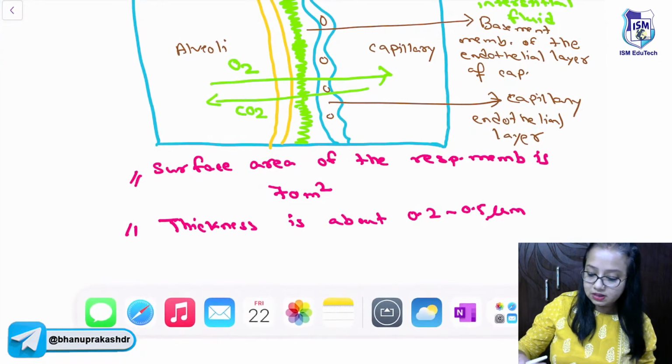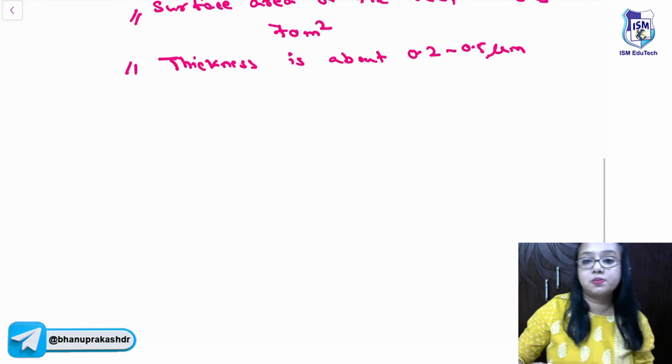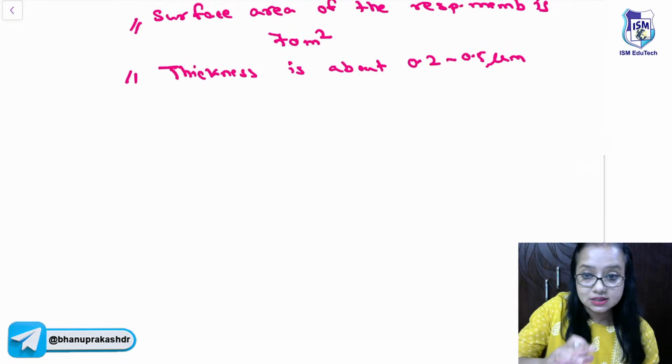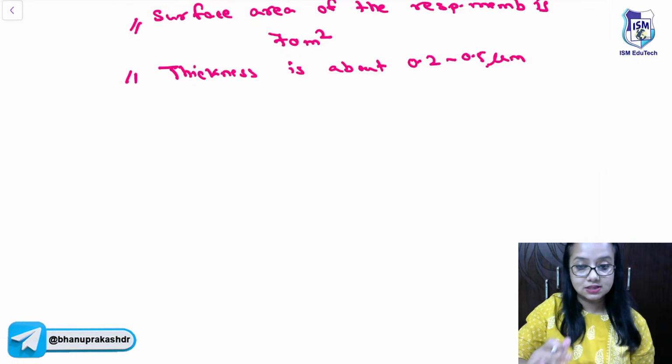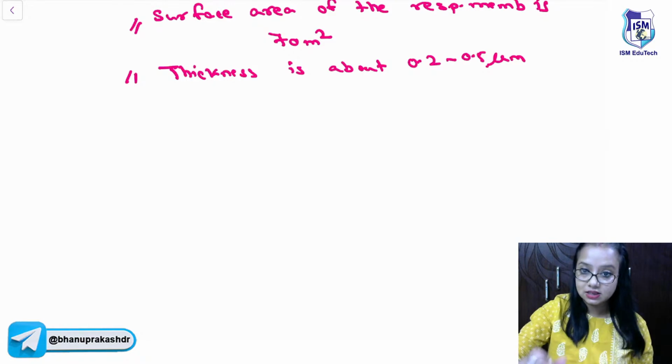That's how the thickness is. Now, this is the structure across which the exchange of gases takes place, that is, the respiration takes place. Now, there are also certain criteria, certain laws that carry out this exchange of gases.